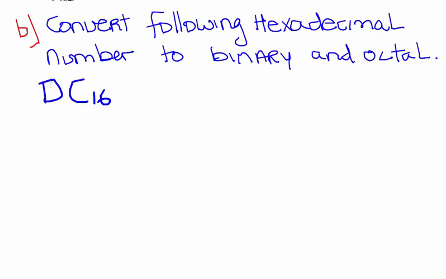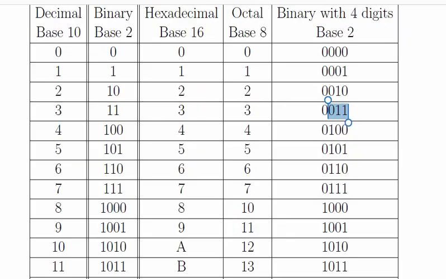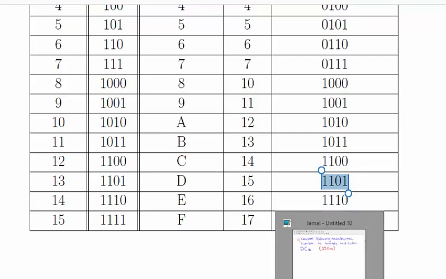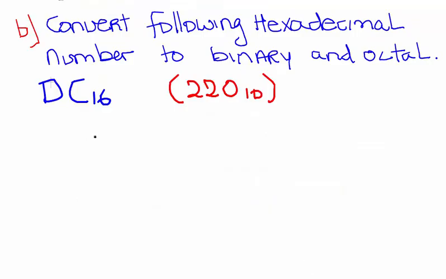So we'll do a second example here, and this time we're going to use DC base 16. Just as a quick remark, I'm going to be a bit quicker at it, but that should be 220 in base 10. Now DC. So let's use our tables here. I'm going to be very quick about using the tables. D and C is 1101 and then 1100. So that's equal to 1101, 1100, and that's our number in base 2.